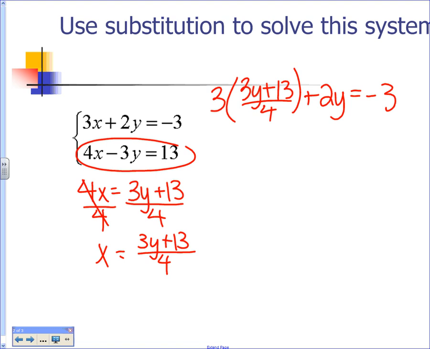But right now, I have fractions, right? What is the only denominator that I have? 4. How could I get rid of that 4? Multiply everything by 4? If I multiply this one by 4, do I have to multiply the other ones by 4? Yeah.